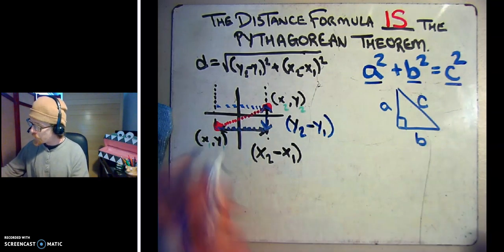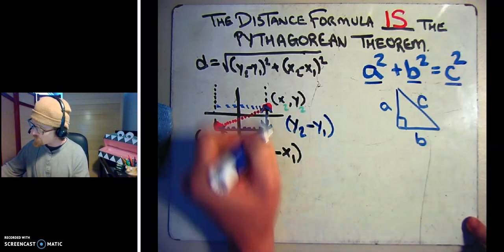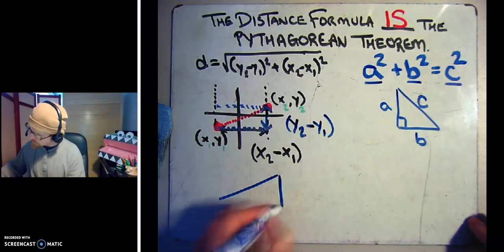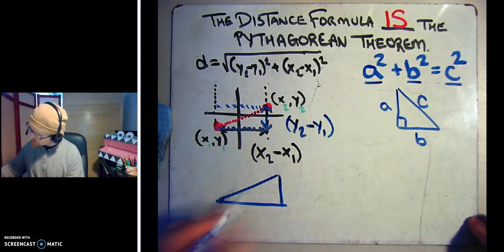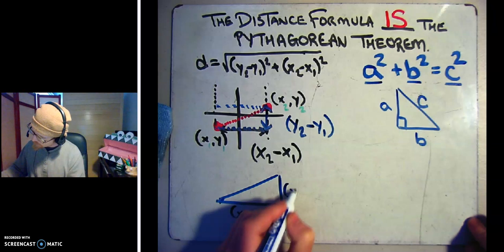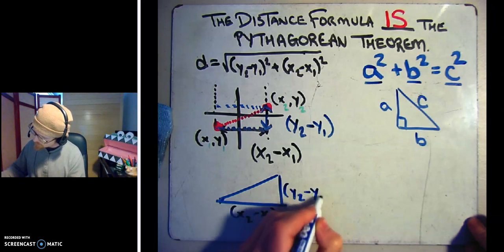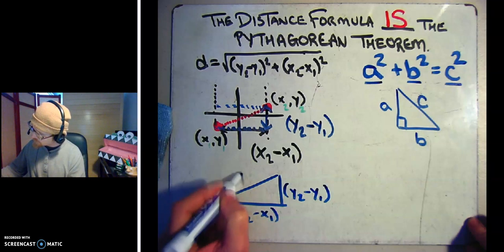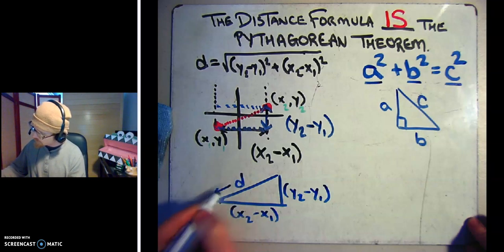Did you notice that I essentially just drew a right triangle? My right triangle looks like this, and the length of this side is x2 minus x1, and the length of this side is y2 minus y1, and this is essentially the distance that I'm trying to figure out.